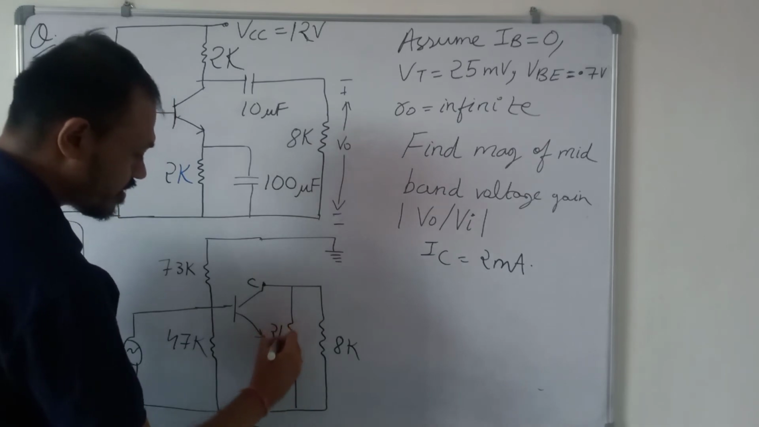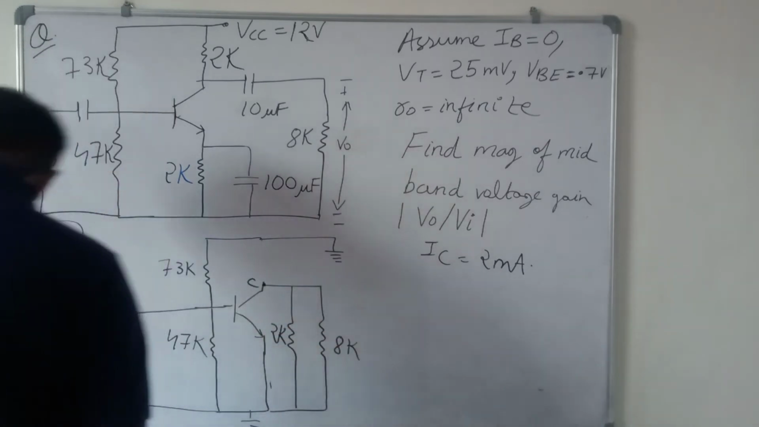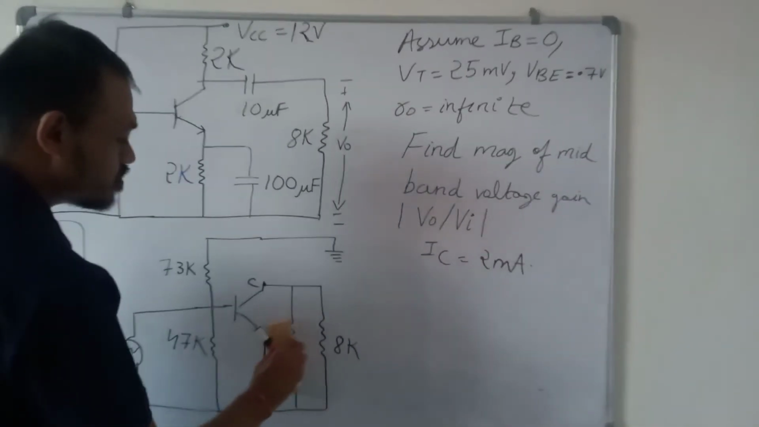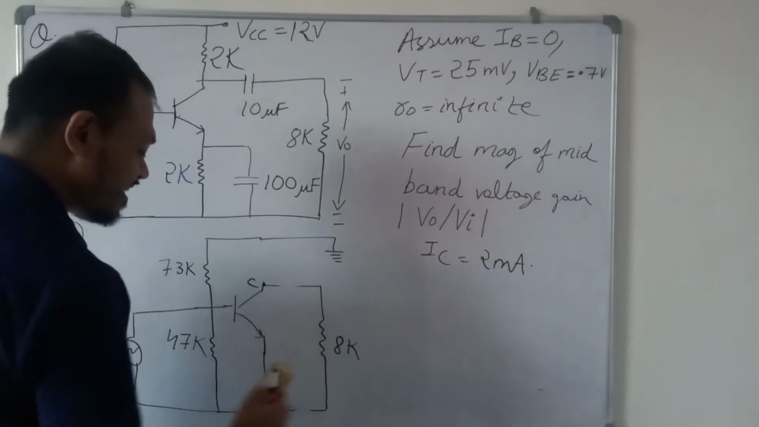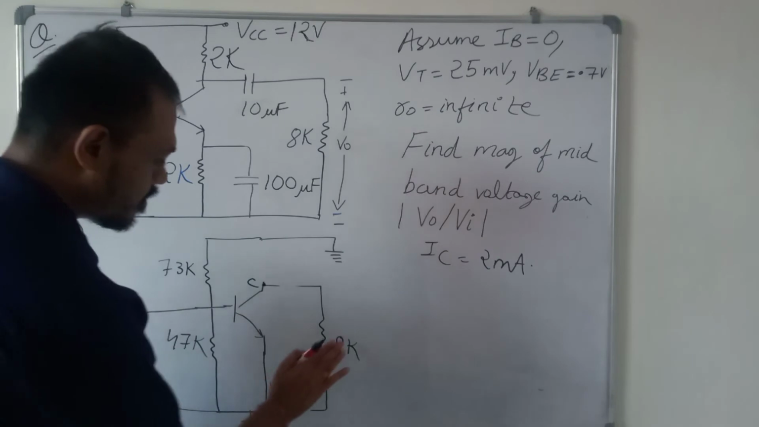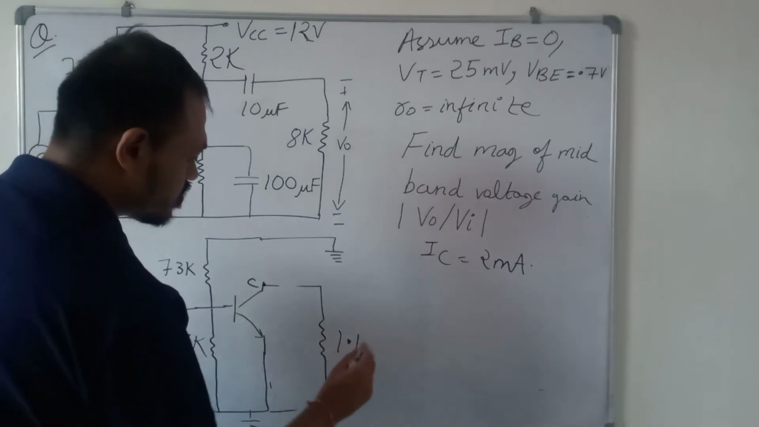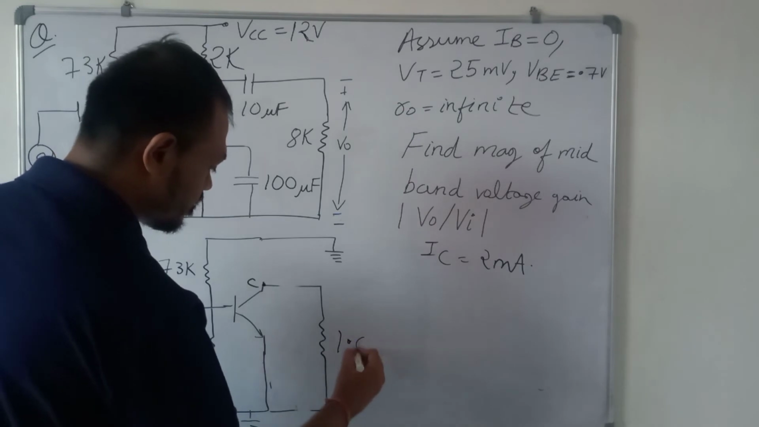So this is 2K. Now this 2K resistor and 8K resistor are in parallel, so their equivalent will be 2 into 8 upon 2 plus 8, so it will be 1.6K. So we replace it by a single resistor of 1.6 kilo ohm because this 2K and 8K resistor were in parallel. So 1.6K ohm.